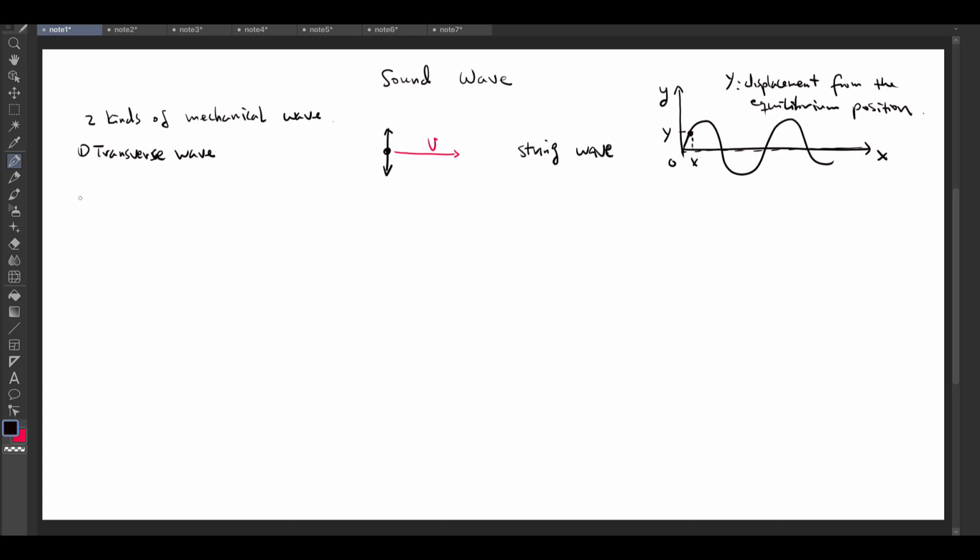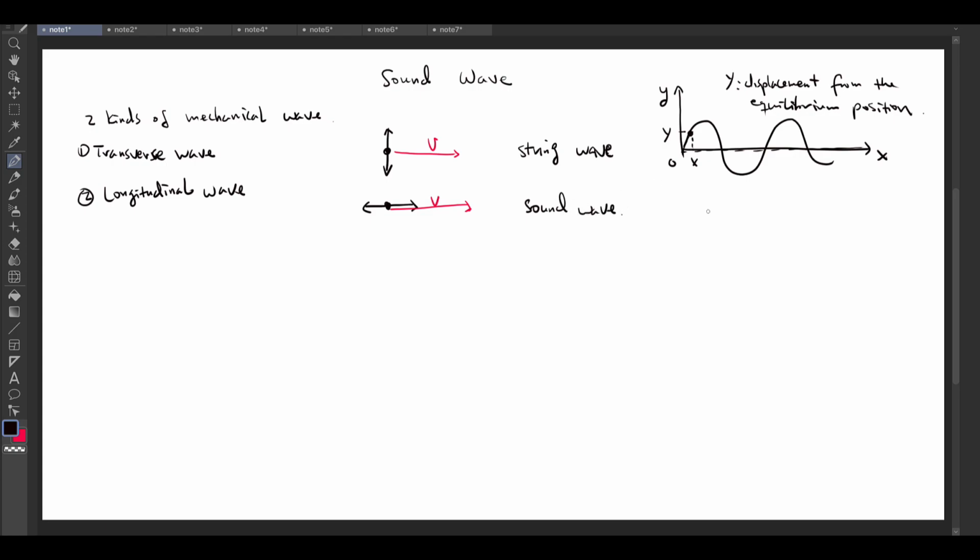Now, the second type of mechanical wave is called longitudinal wave. In this kind of wave, particles' oscillation direction is parallel to the propagation direction. So here this particle is oscillating along this horizontal direction, and the wave propagation is also along this direction. They're parallel. And one example of that is the subject for today, sound wave.